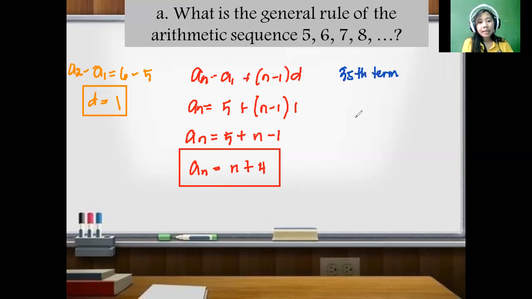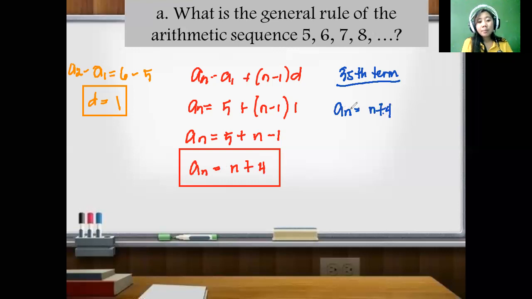Yan po yung hahanapin natin. So, lagi po nating tatandaan na ang ating nth term ay si n, kasi nga po n. Okay, so by doing this, we are going to use this formula to get the value of the 35th term of our sequence. So, isa-substitute lang po natin si 35 sa n. Okay? So, susulat ko po muna dito, a sub n is equal to n plus 4.